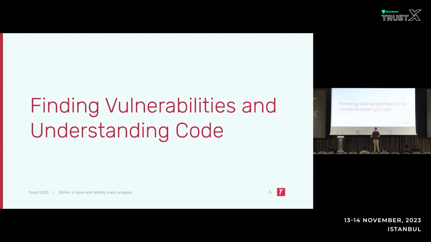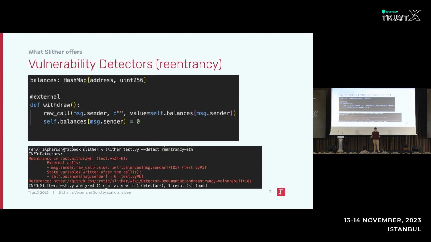We're going to go through how you can find vulnerabilities and understand code. First, finding vulnerabilities. This is a simple Vyper contract, and we want to know if it's vulnerable to reentrancy. So we run Slither and ask it to look at this file and detect reentrancy. Not a surprise, this withdrawal function is indeed vulnerable. So we get this diagnostic, a bright red warning saying this is really bad. You have a reentrancy vulnerability. You should probably fix it.